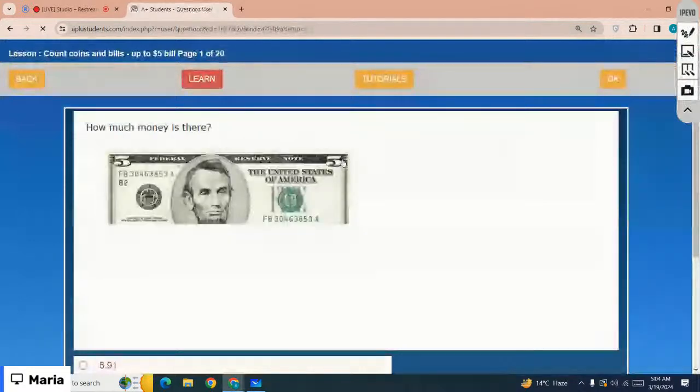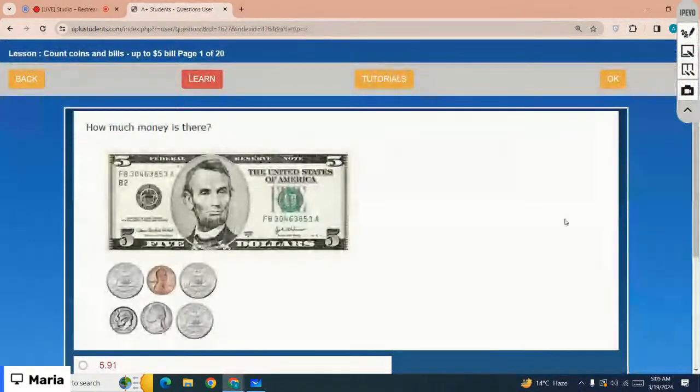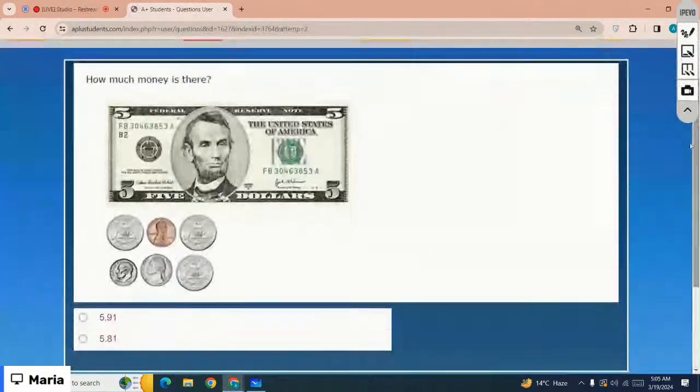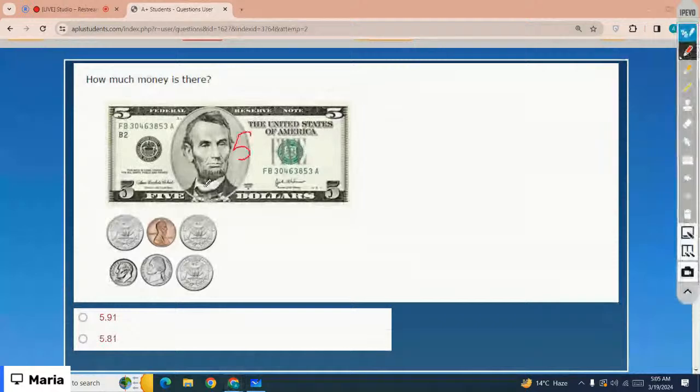Okay, how much money is there? Okay, so you have a $5 bill, right? Then you have quarters, one, two, three quarters. You can count the quarters by 25 cents. Coins are always in the cents, right? So you need to add them 25, 25, 25. Then you have the 1 cent, dime. You can count a dime by 10. And nickel, you can count a nickel by 5, right?